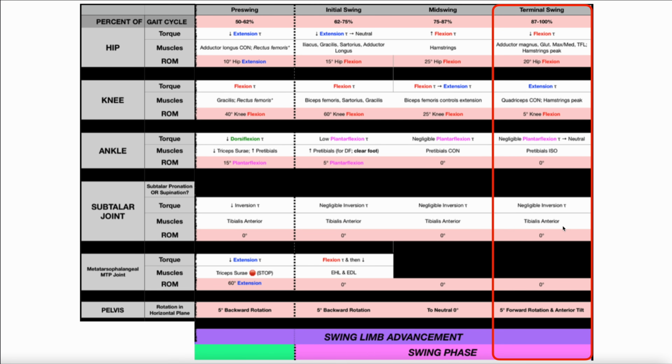And then what you'll also see here is at the pelvis, we're going to have 5 degrees of forward rotation, which makes sense because during terminal swing, the reference limb has advanced in front of the frontal plane of the body. So that side is going to be 5 degrees forwardly rotated.